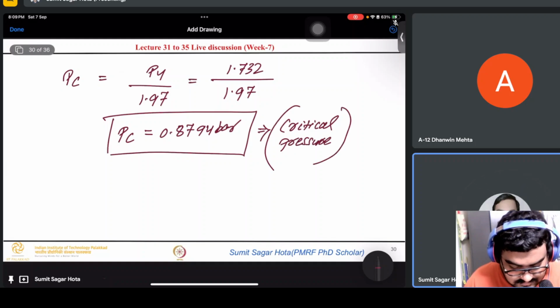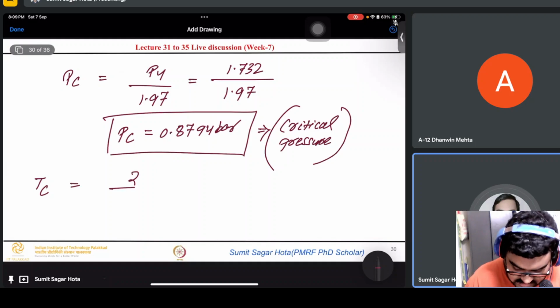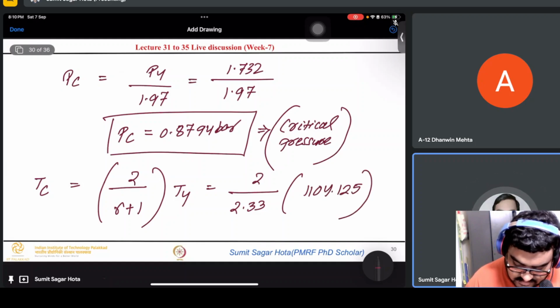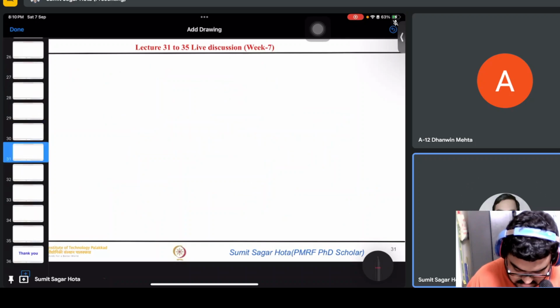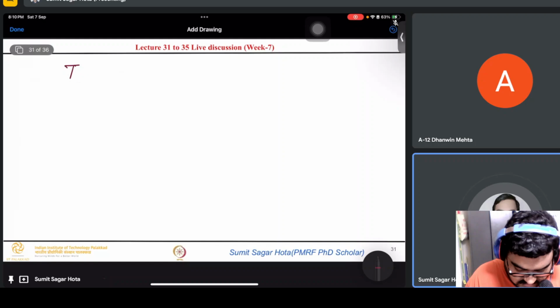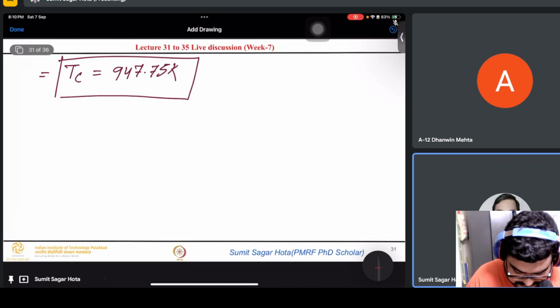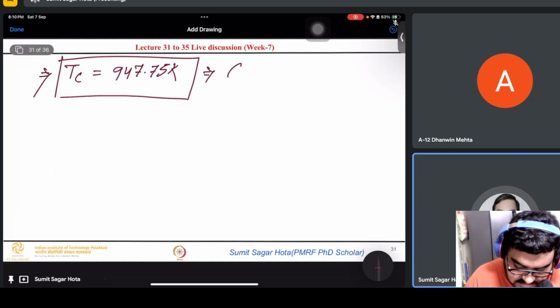So what is the critical temperature? 2 by gamma plus 1 into T4. 2 by 2.33 into 1104.125. So now if you solve it, that critical temperature is 947.75 Kelvin. This is your critical temperature.